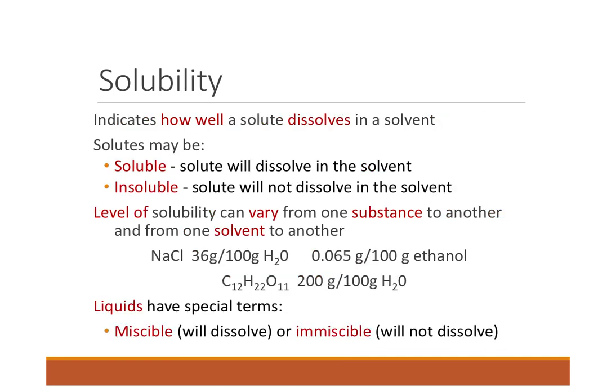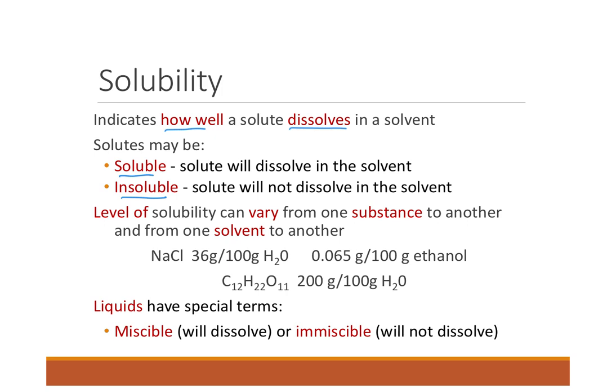So solubility indicates how well this solute dissolves, how much of it dissolves into a particular solvent, how quickly it dissolves. We use words like soluble to talk about a solute that will dissolve in a particular solvent, or insoluble to talk about one that will not. The degree of solubility, though, can vary. If something's soluble, it may be extremely soluble and dissolve very easily in large amounts, or it may only be partially soluble where only a small amount will dissolve.